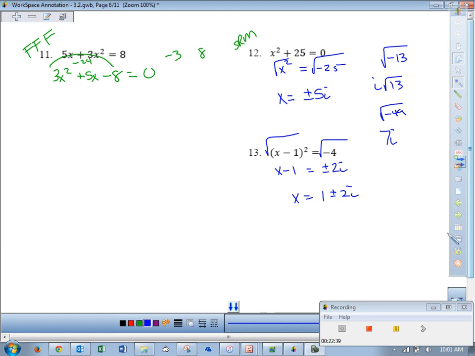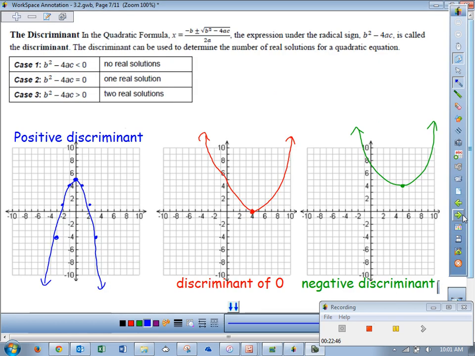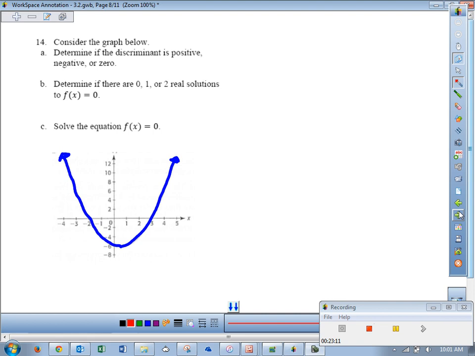Backside. There's our discriminant information again real quick. If you have a positive discriminant, a parabola will cross the x-axis in 2 places. This isn't on your sheet, just showing you stuff. If the discriminant is 0, the parabola only crosses the x-axis at one place, at the vertex. And if you have a negative discriminant, that parabola never crosses the x-axis at all because it got shifted up or shifted down.